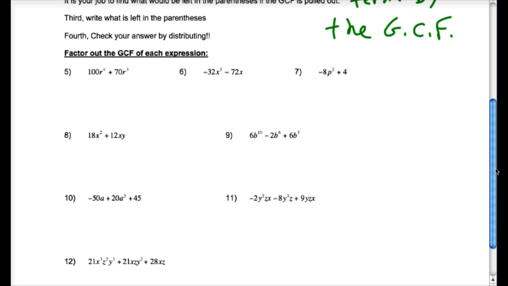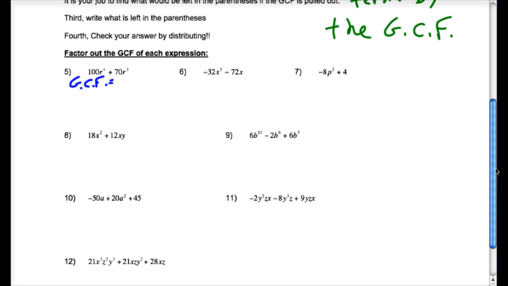All right, let's do a couple of these, and again, you'll be amazed at how fast you get it. So, 100 r to the fourth plus 70 r cubed. Everybody find the GCF in your head right now. What's the greatest common factor of those 2 pieces? Again, guys, pieces are separated by plus and minus signs, so there's 2 pieces here.